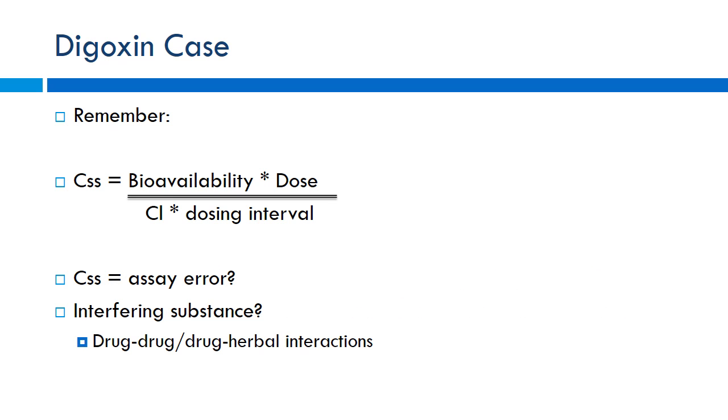And then you look at the level itself. Is there an error that's happened here? Did they run the assay incorrectly? Sometimes we'll have certain labs where the tests have to be kept on ice for a certain period of time. If they're not kept on ice appropriately, they go bad, essentially, and the results are inaccurate.